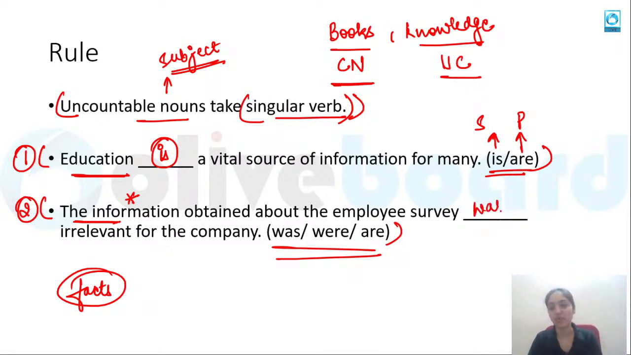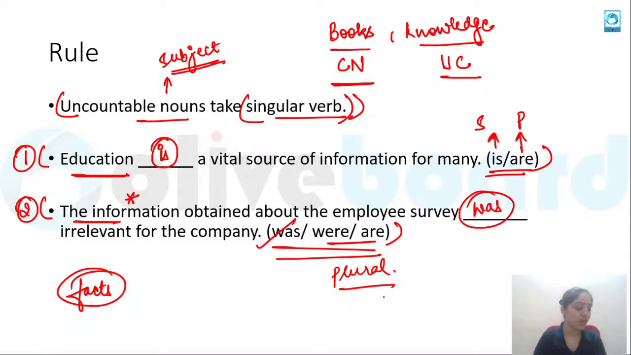Absolutely correct. Most of you are correct here. So the information obtained about the employee survey was irrelevant for the company. Was is absolutely correct. The other two verbs are plural verbs. Correct answers: Sikandar, Harsha, Shruti, Rahi, Soumya.